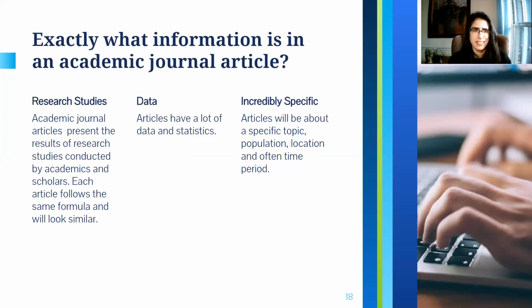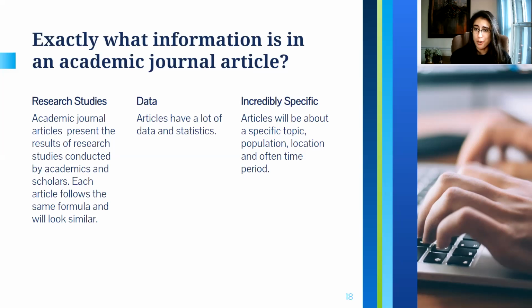So what exactly information am I going to find in these articles? First off, you're going to find research studies, lots and lots of research studies. Academic journal articles present the results of research studies that are conducted by academics and scholars. And again, their articles are going to follow that same formula, and they're going to look really similar.